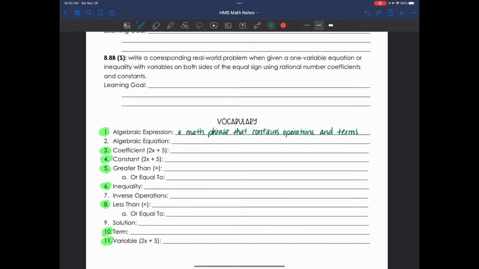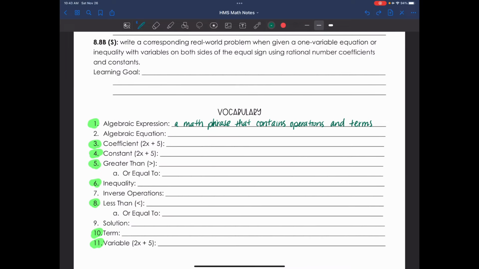An algebraic expression is a math phrase that contains operations and terms. So it's an expression, not an equation, contains operations and terms, but of course, what's a term? Well, a term is a single mathematical expression separated by addition or subtraction. So when you see like 2x plus 5, that's an expression. Those are two different terms. 2x and 5 are both terms.